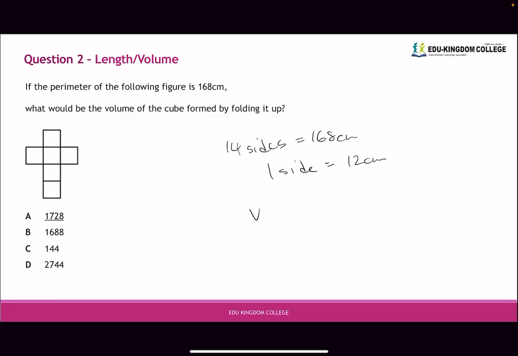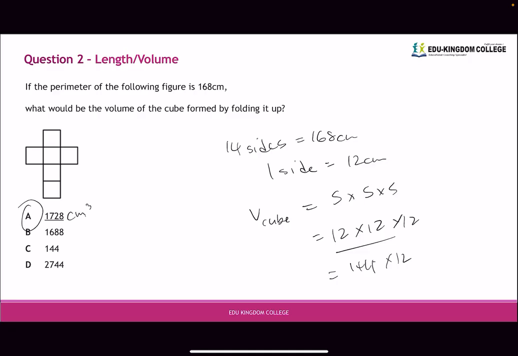The volume of this cube is going to be side times side times side, which is just 12 times 12 times 12. How I would break it up is do 12 times 12 first, which equals 144, times another 12, and then do long multiplication. You should get 1,728 centimeters cubed.